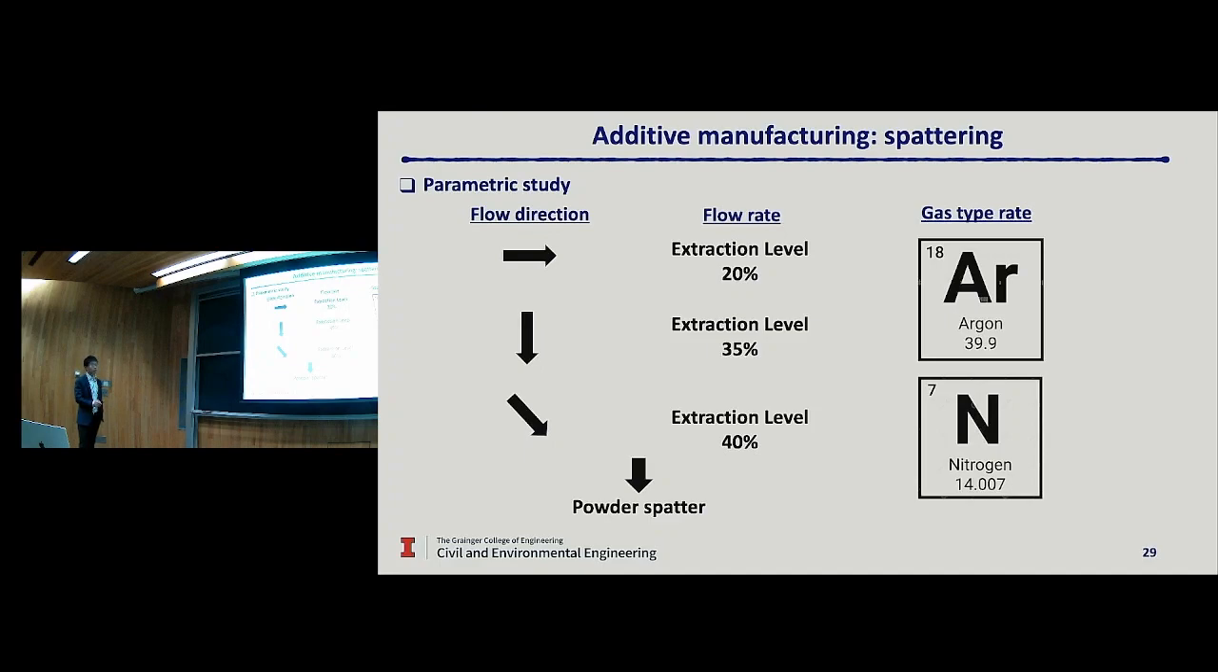The second parameter is the flow rate. Here the flow rate is the percentage of the maximum flow rate the machine allows you to use. So 20%, 35%, and 40%. And we consider different gas types. The first one is argon, the second one is nitrogen. So this is the parametric matrix.